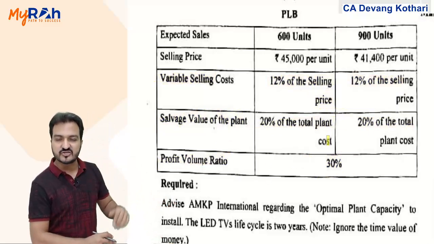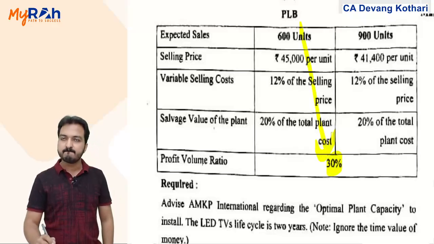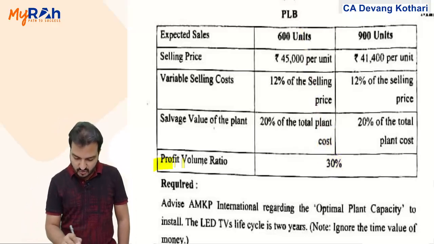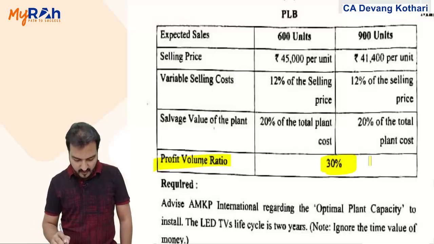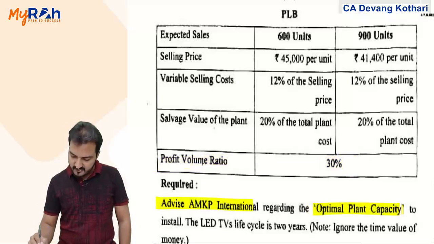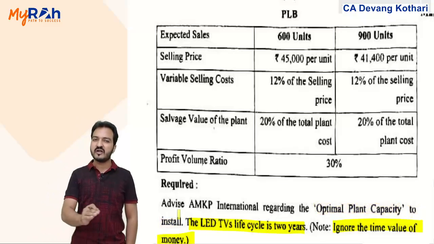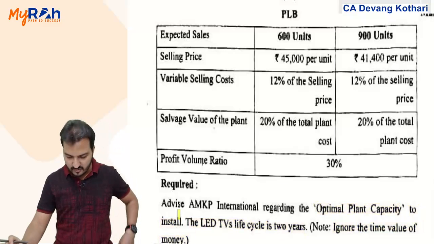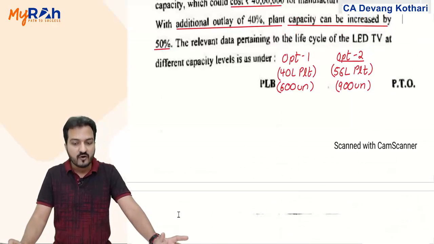This was different from my classwork question. In my classwork question, I gave you the PV ratio of only option 1, based on which you had to find the PV ratio of option 2. But this time the PV ratio is already given common between both options, so your work is easier. Advise the company regarding optimal plant capacity to install. The LED TV's life cycle is 2 years, and ignore time value of money. Whenever the question is about life cycle, they will always say ignore time value of money. Let us identify whether option 1 or option 2 is more profitable.